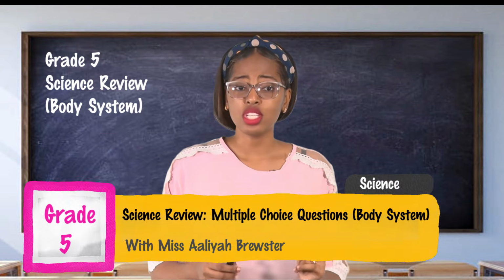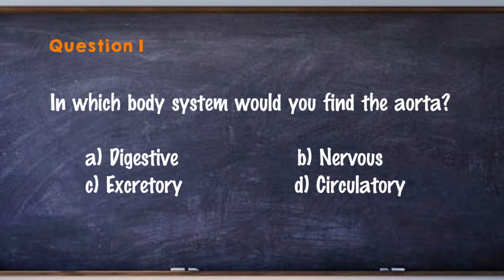The first question, in which body system would you find the aorta? I repeat, in which body system would you find the aorta? And here are our options. We have A, digestive, B, nervous, C, excretory, and D, circulatory.